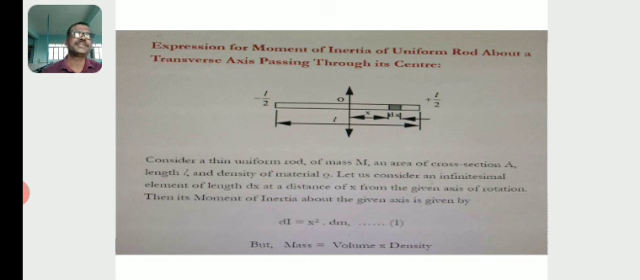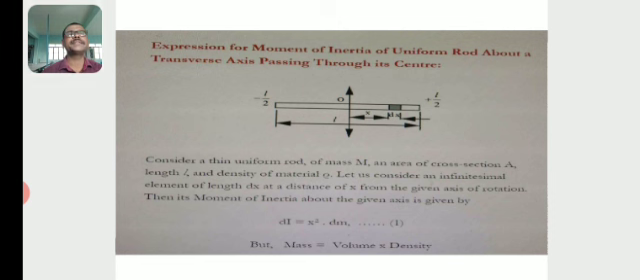Assuming that the uniform rod consists of a large number of small elements, consider one such element of length dx, which is at a distance of x from the axis of rotation as shown in the diagram. Then the moment of inertia of that small element is given by dI is equal to x square into dm. This is equation number 1.